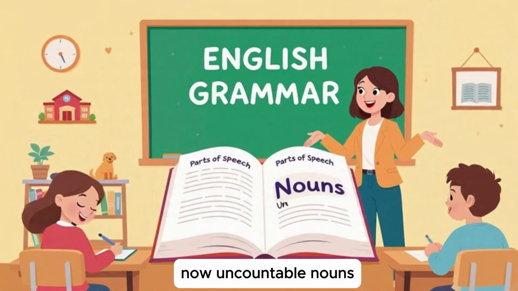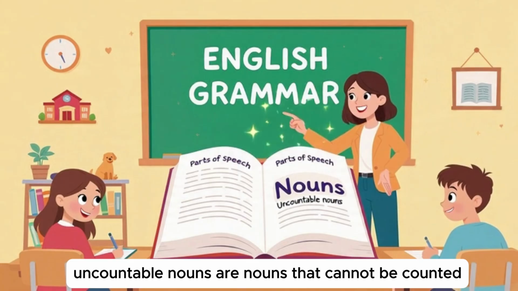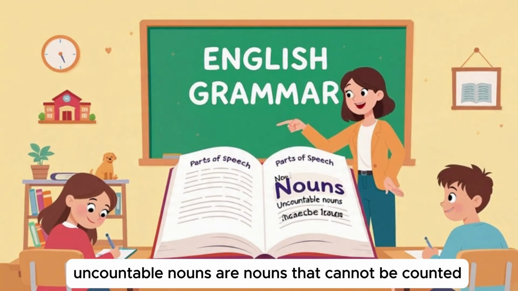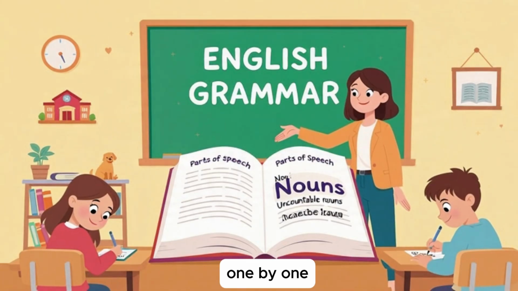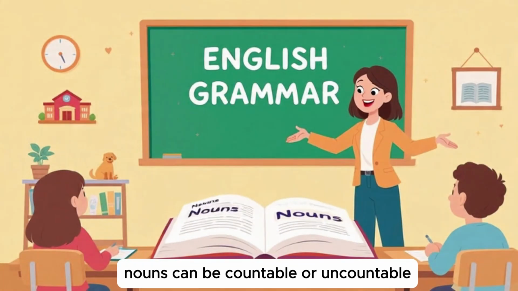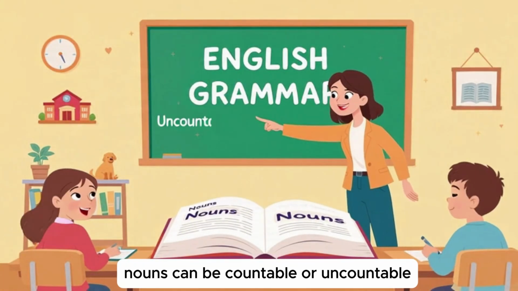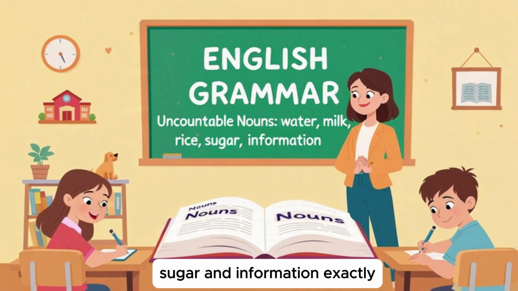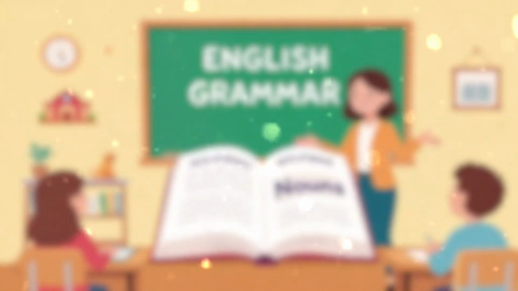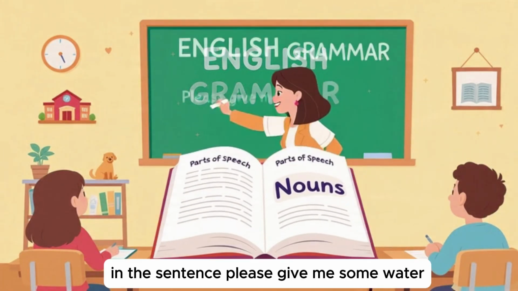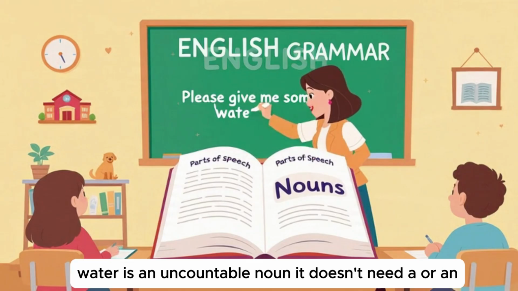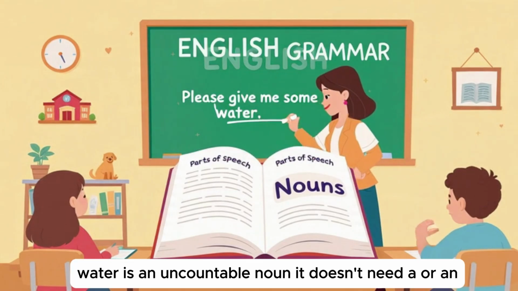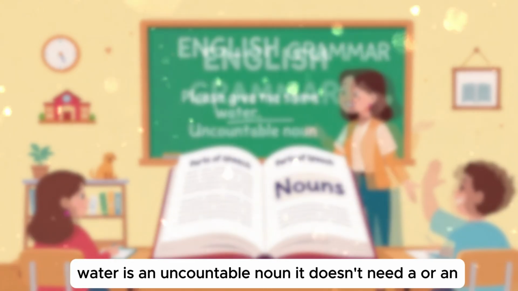Now, uncountable nouns. Uncountable nouns are nouns that cannot be counted one by one. Nouns can be countable or uncountable. Uncountable nouns include water, milk, rice, sugar, and information. Exactly. In the sentence, please give me some water, water is an uncountable noun. It doesn't need a or an.